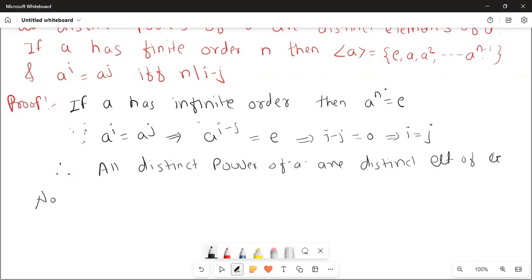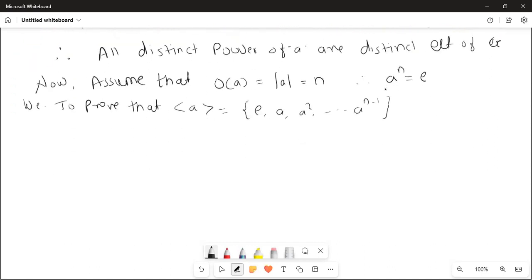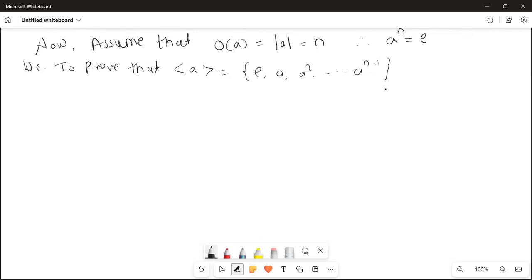Now assume that order of a which is equals to mod of a and which is equals to n. That means a raised to n is equals to e. And we have to prove that generators of a which is equals to e, a, a square up to a raised to n minus 1. ये हमें प्रूफ करना है.